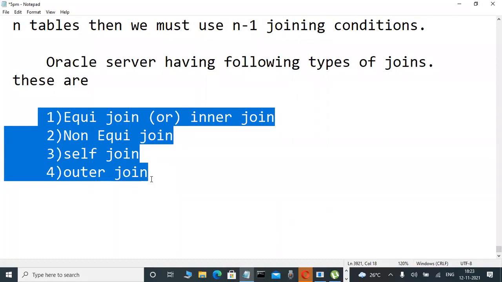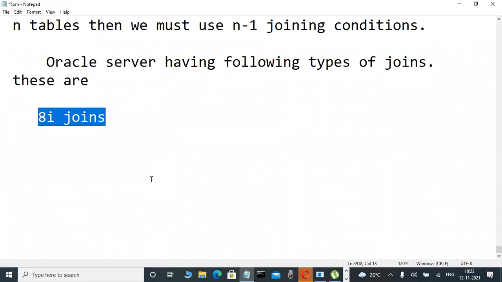Oracle programmers learn all the joins, but easily. And here, many fellows don't have an idea about this terminology. In a project, they say use an 8i join, use a 9i join, use an ANSI join, and they get confused. But learning one by one, it is very easy.